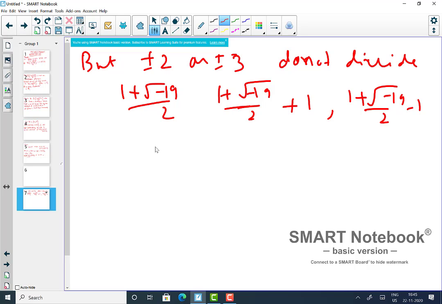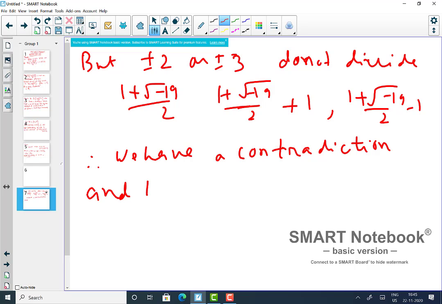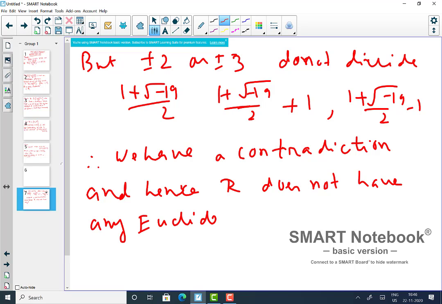Okay, yeah. So thus we have a contradiction, and hence R does not have any Euclidean norm. Okay, and this is the proof that this is not a Euclidean domain.